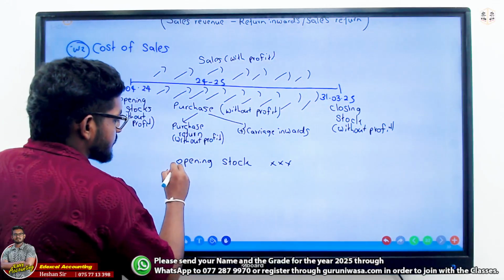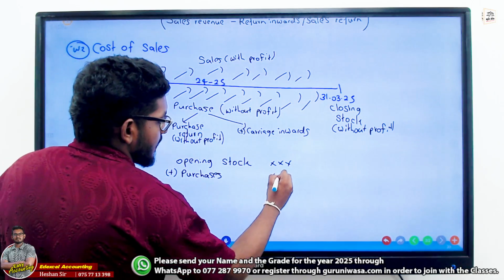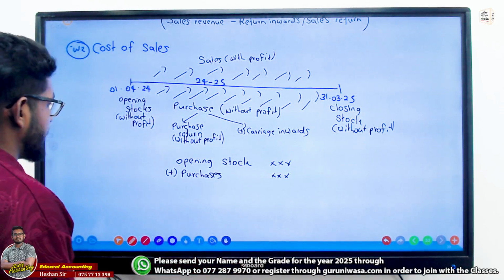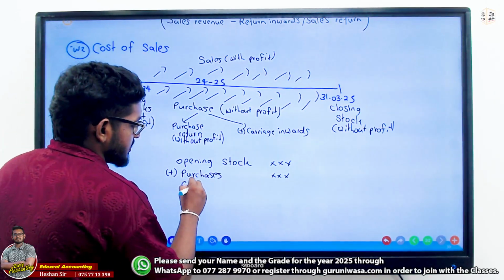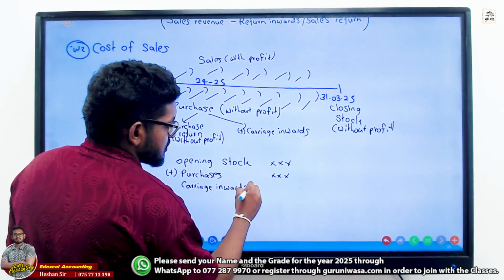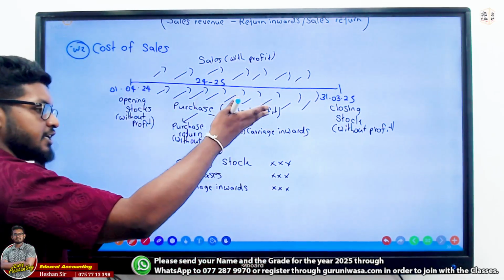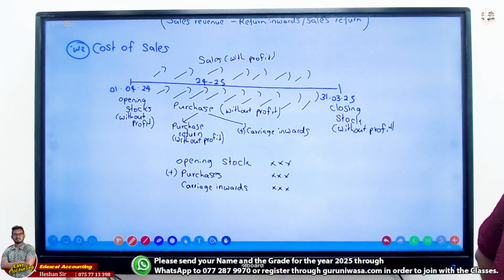And to that we add purchases. Purchases means this year's purchases, right? And also we add carriage inwards. Carriage inwards means the amount we spend to bring the stocks to the business place. That is the term called carriage inwards. Easy, clear?